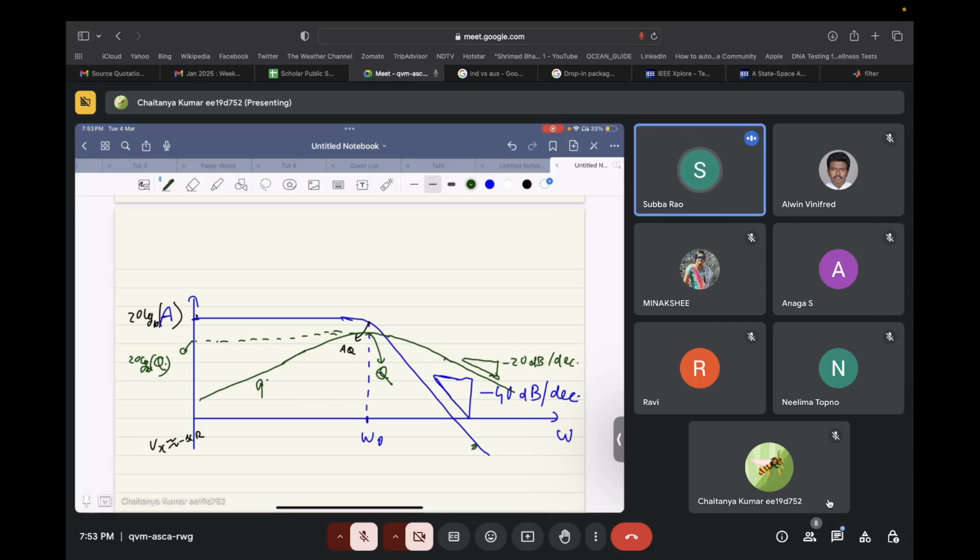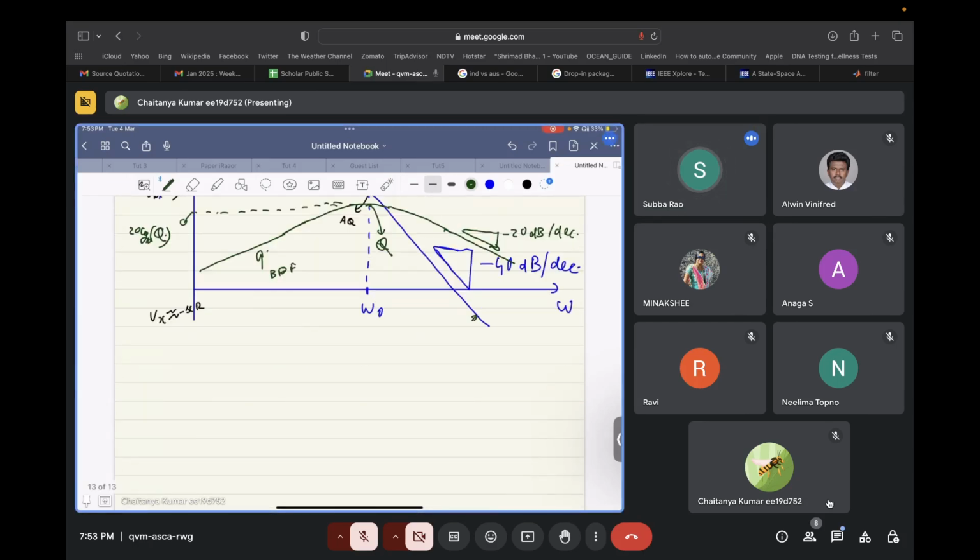So you have studied the types of filter, right? Band pass, low pass, band stop, band reject. So this is node V naught. What is V naught? V naught is a low pass filter. What is Vx? Band pass filter.